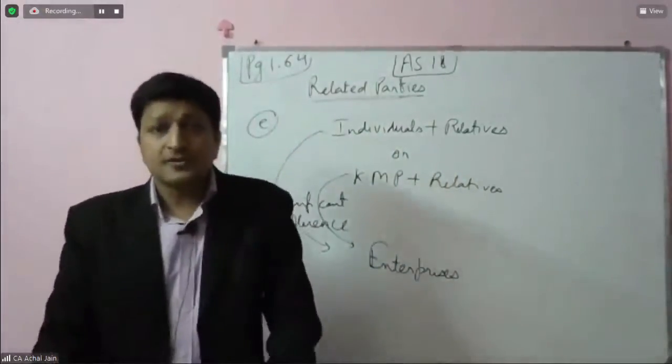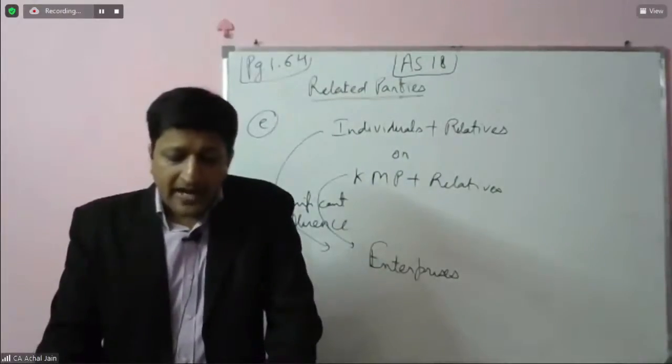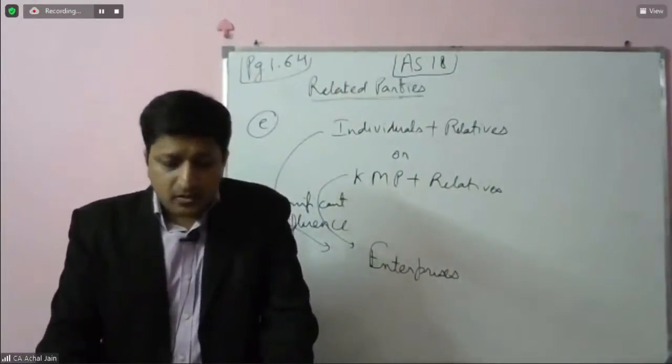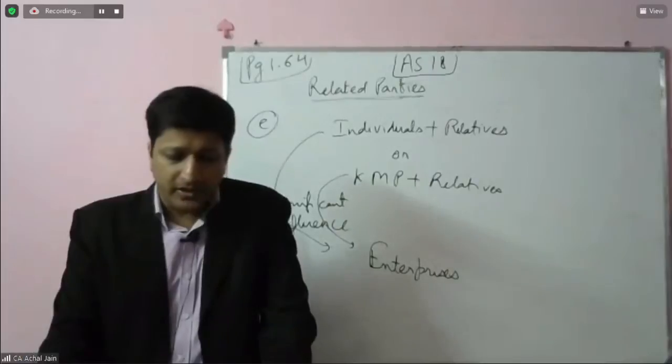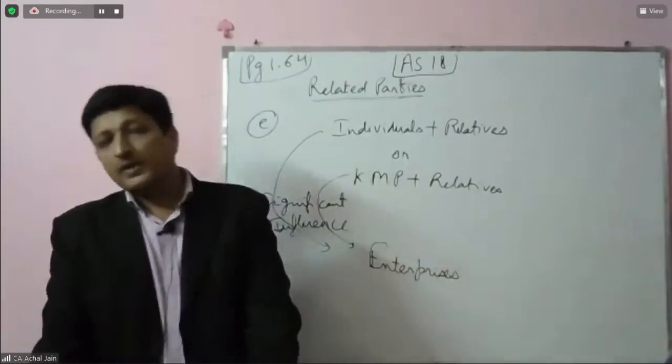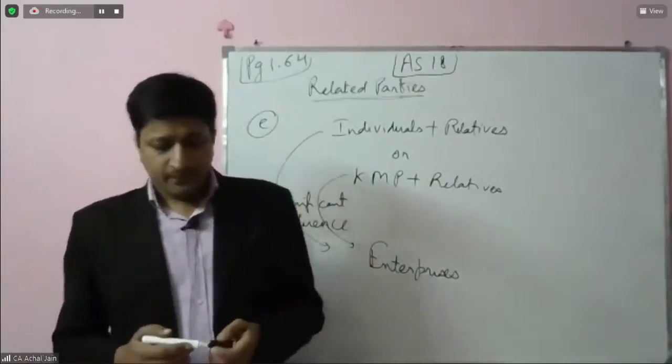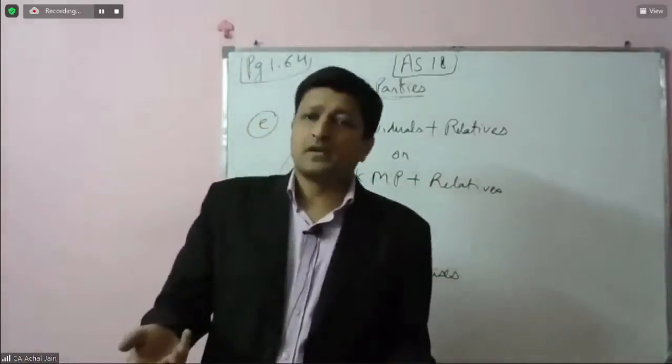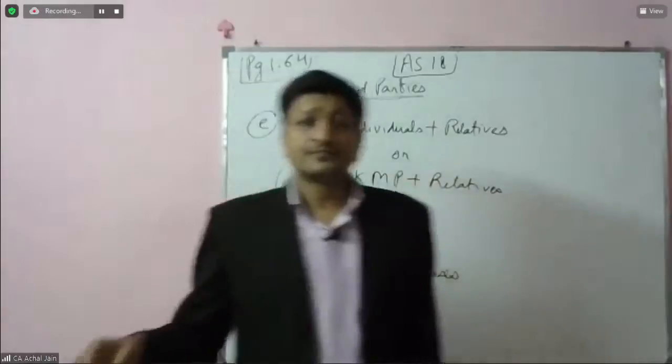This includes entities owned by the directors or major shareholders of the reporting entity and enterprises that have a member of KMP in common with the reporting entities. Yeah, so this is only an example which has been given.